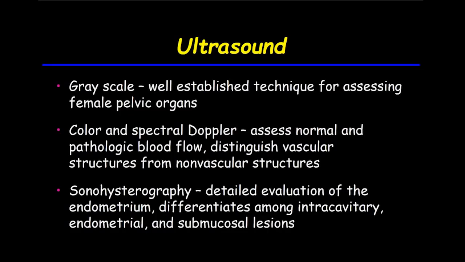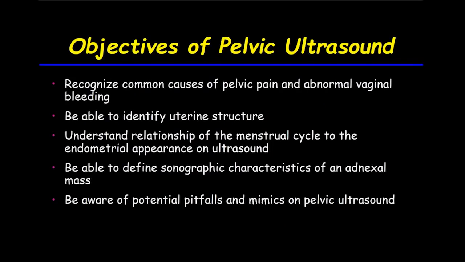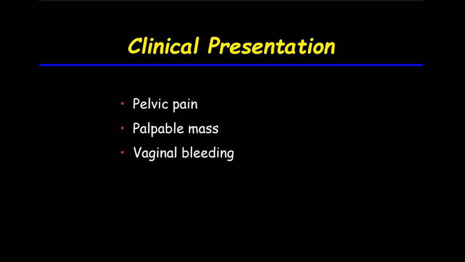By instilling saline into the uterine cavity, sonohysterography provides a detailed image of the endometrium and allows differentiation of intracavitary, endometrial, and submucosal lesions. The objectives of pelvic ultrasound are to recognize common causes of pelvic pain and abnormal vaginal bleeding, identify uterine structure, correlate the endometrial appearance to the time of the menstrual cycle, and define sonographic characteristics of an adnexal mass. A patient will often present with one or more of the clinical symptoms, including pelvic pain, palpable mass, or abnormal vaginal bleeding.